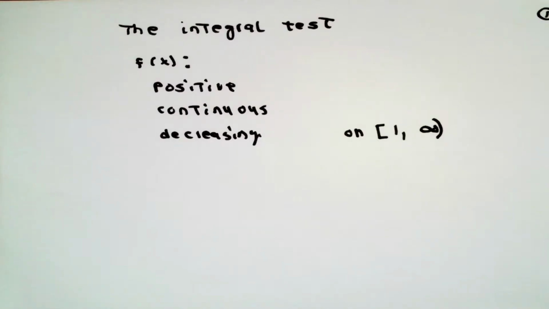The premise is that I have some ordinary function f of x. This function is positive, continuous, and decreasing on the interval from 1 to infinity. And in addition, if I were to insert positive whole numbers in for the x, I get the terms of an infinite series that I'm interested in. If all of these statements are true, then we can say something. We'll make the statement first and then look at why it's true.